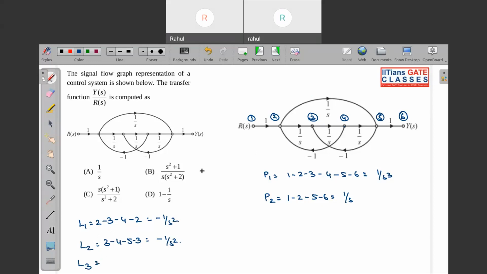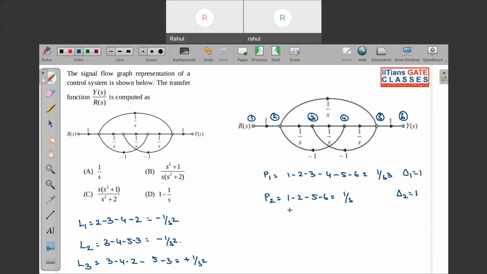So that is path gain is what? So 3 to 4, 4 to 2, then to 5, then again to 3. So path gain is 1 by S minus 1 by S minus 1 by S square and minus S. So that will be plus 1 by S square. So now if we remove the first path, there will be no loop. Even if we remove the second path, there will be no loop remaining. So that is why del 1 is equal to 1 and even del 2 is equal to 1.